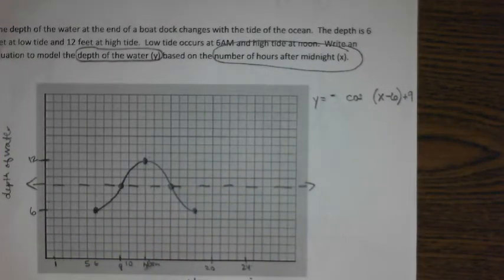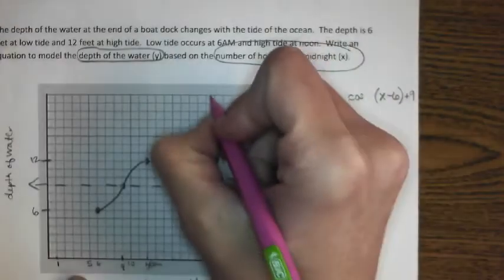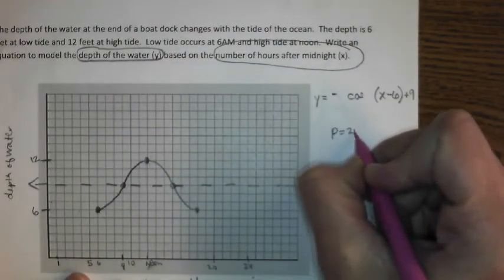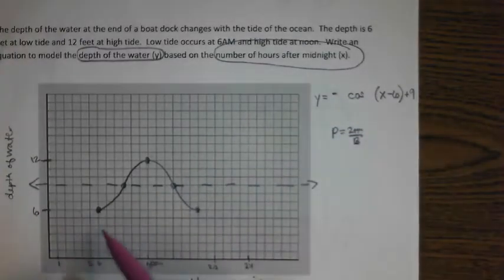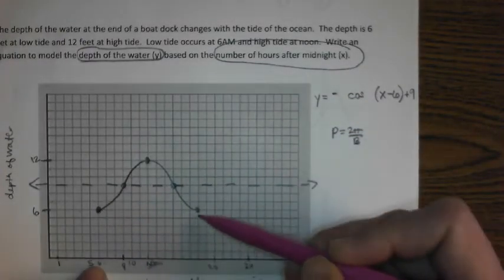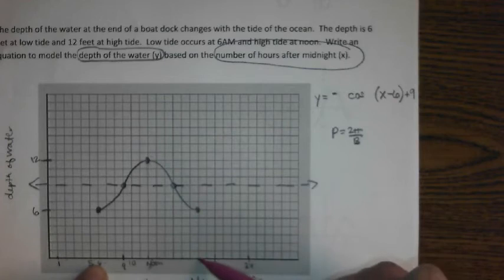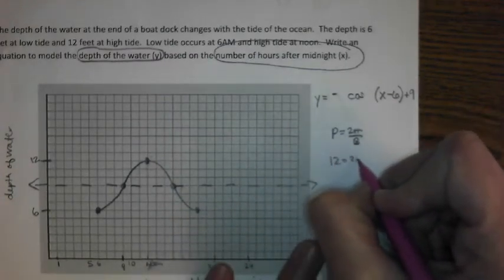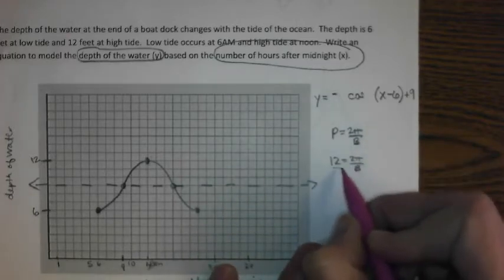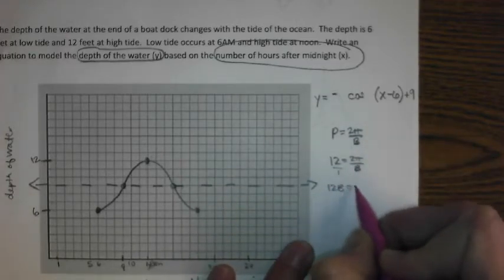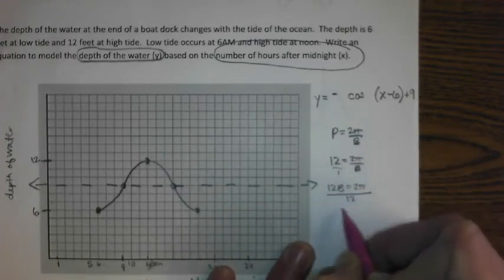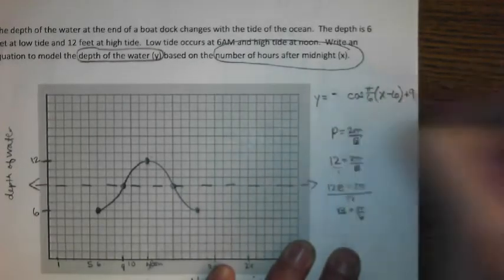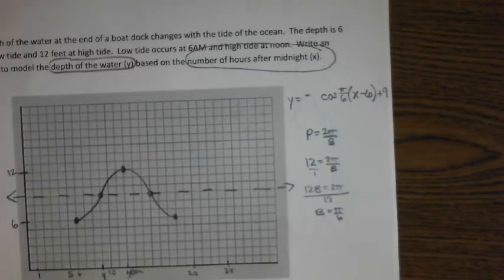So I can put the plus 9 in for the D. What is my period? If this cycle starts at 6 a.m. and it ends at 18 hours, 12. So 12 equals 2 pi over B. Cross multiply to solve for that real quick. B is pi over 6. And what's my amplitude?